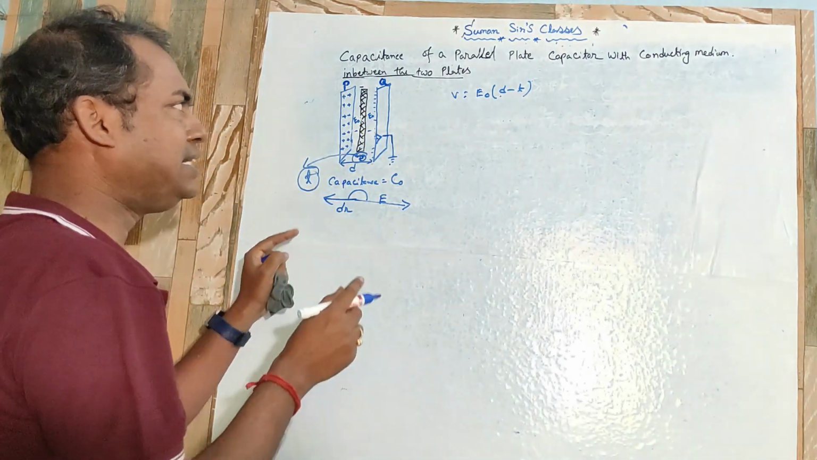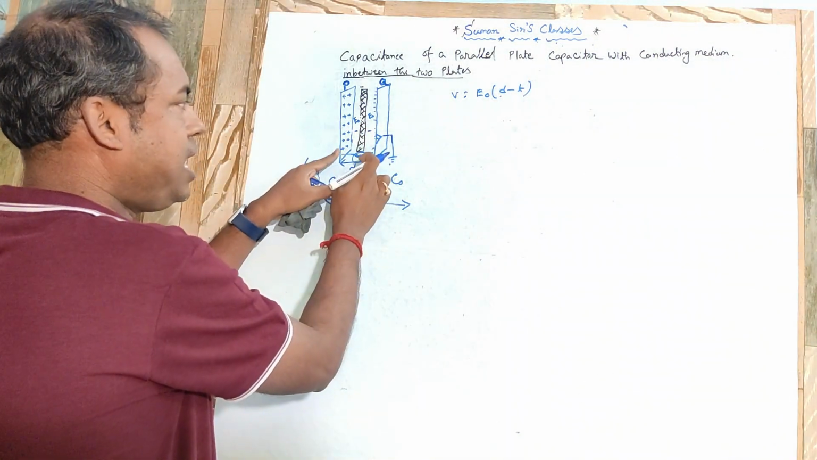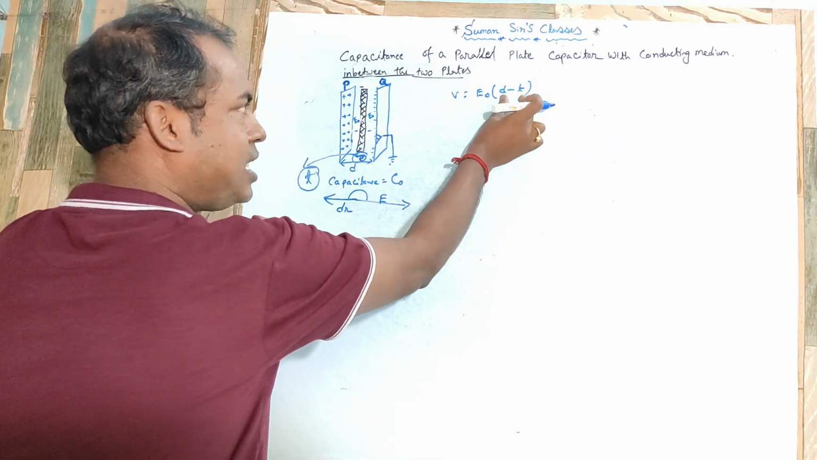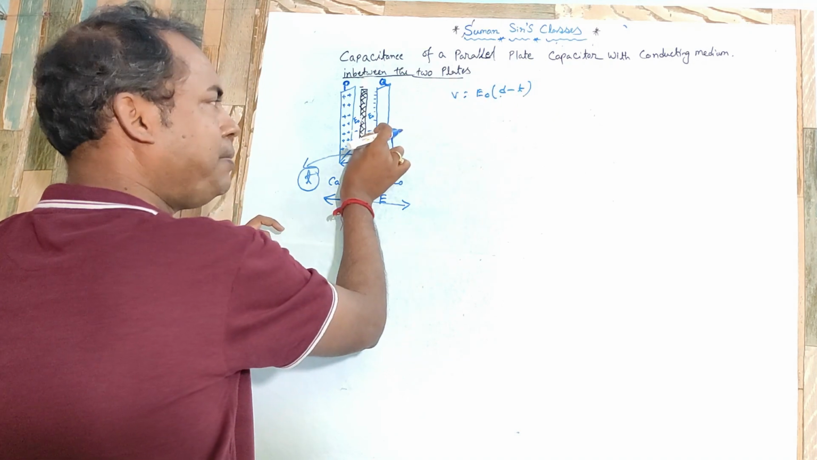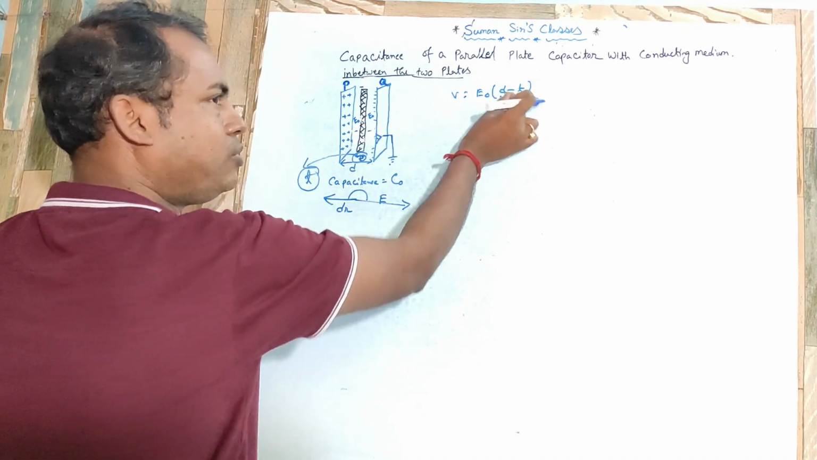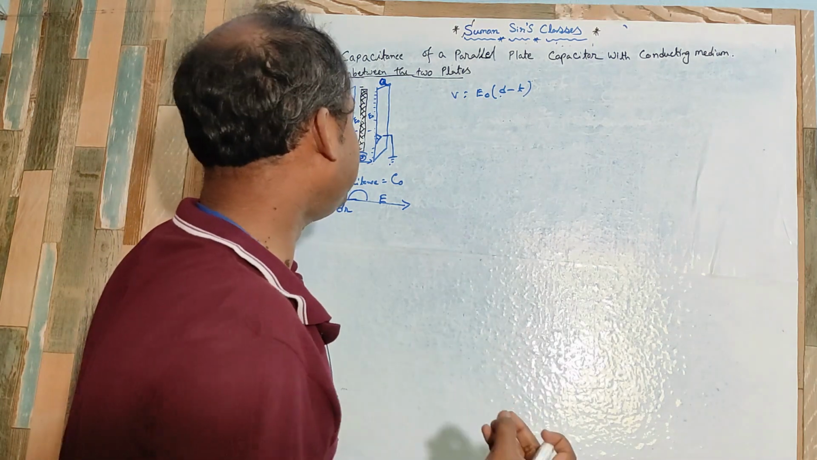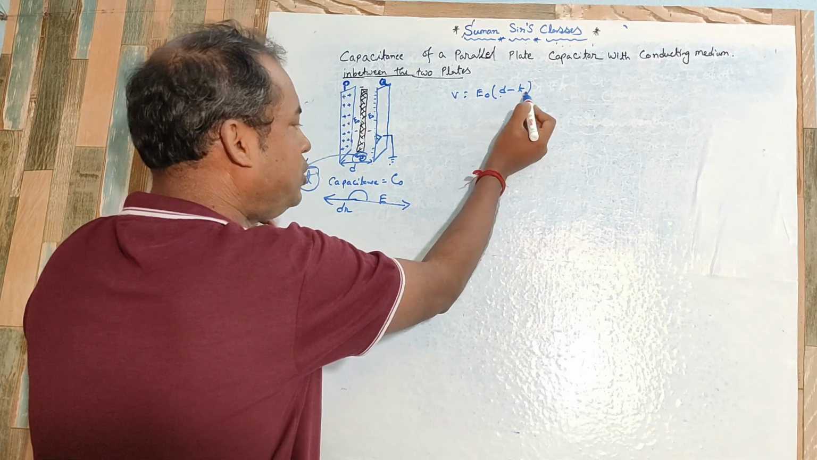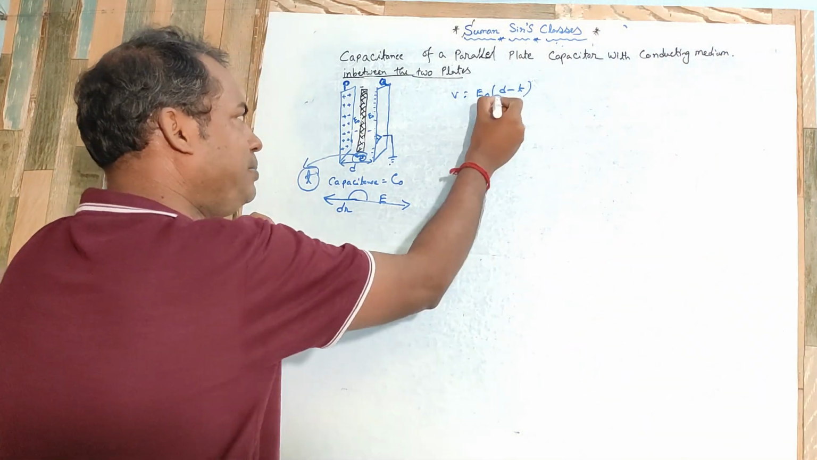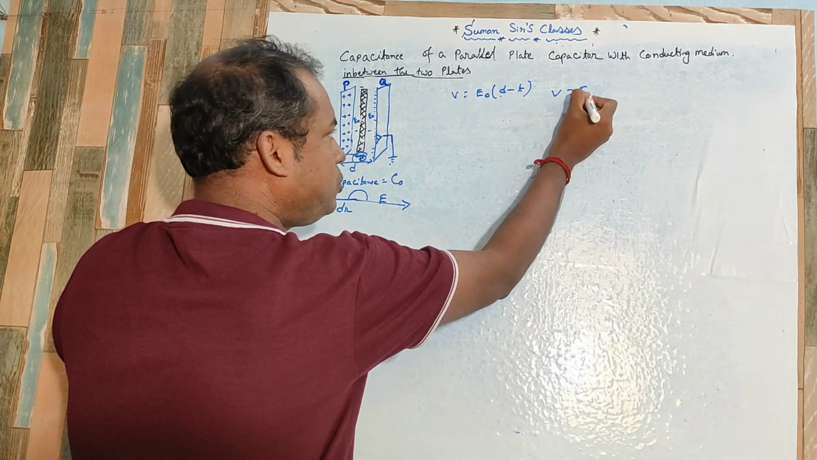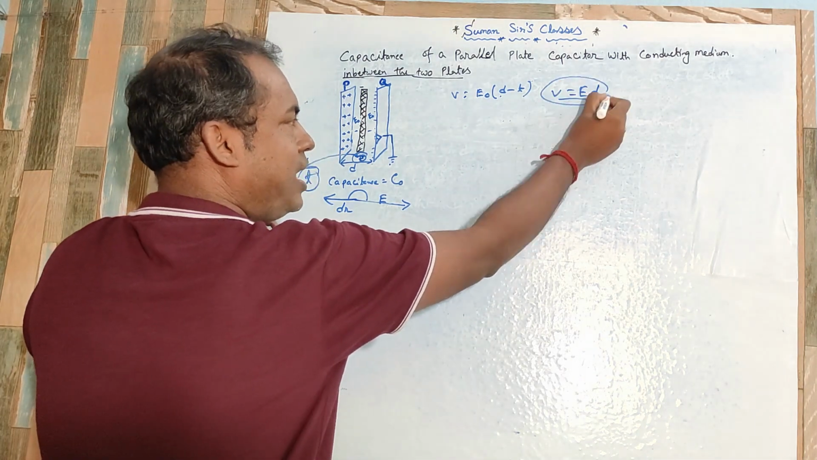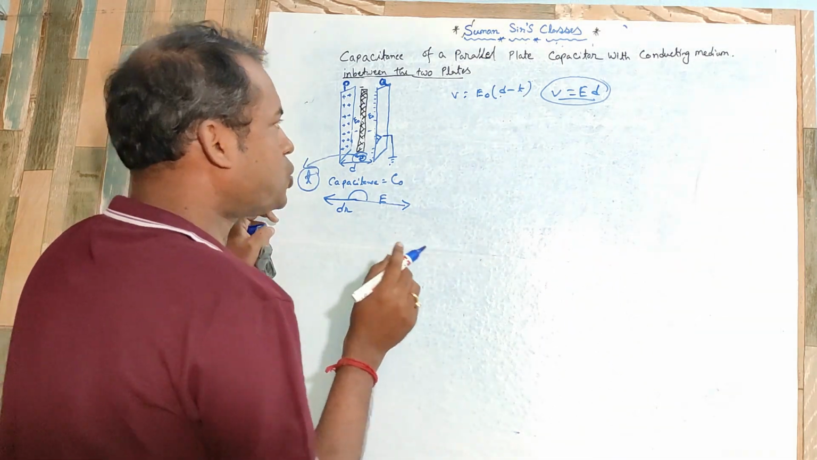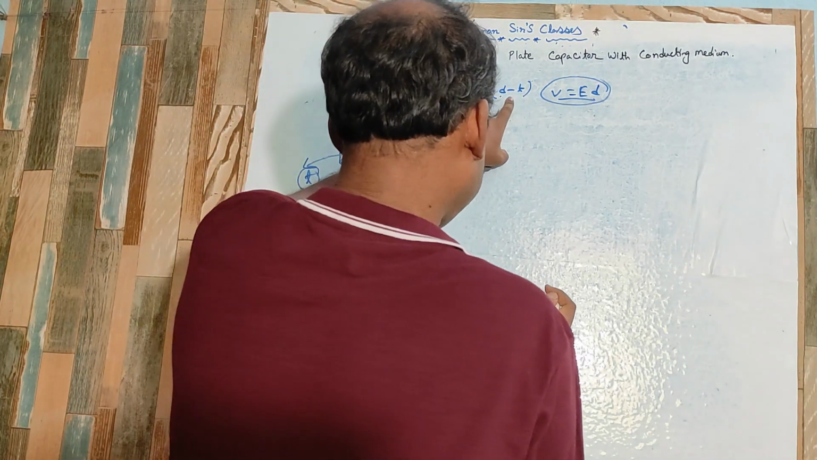So what is the distance? The total distance is D and the conducting plate thickness is T. So D minus T is the distance where the air medium is present, and for this particular medium we get the value of the potential. So V equals E0 into D minus T. Since V equals E into D, here D can be changed to D minus T. So V equals E0 into D minus T.